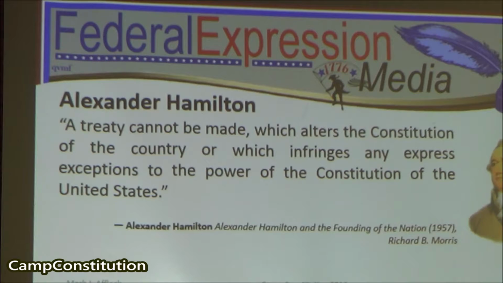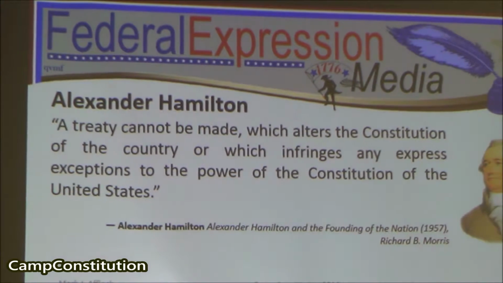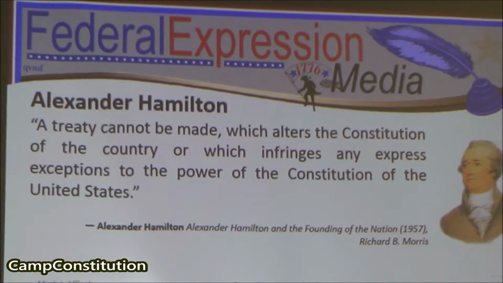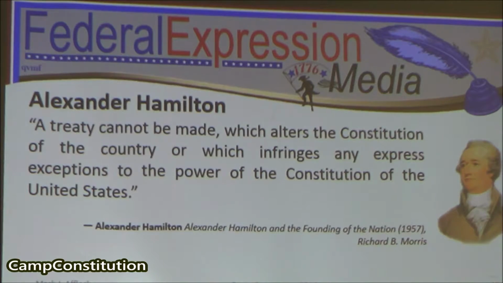Here's another quote by Hamilton. He says, "A treaty cannot be made which alters the Constitution of the country or which infringes any express exceptions to the powers of the Constitution of the United States." Okay?